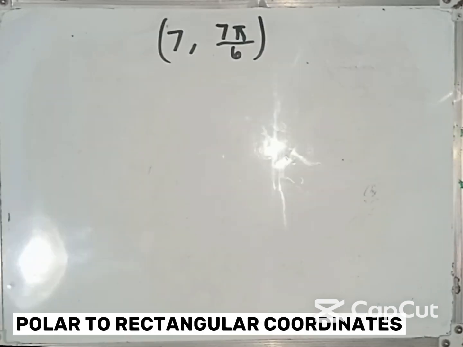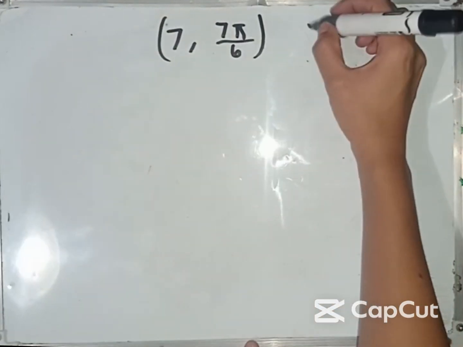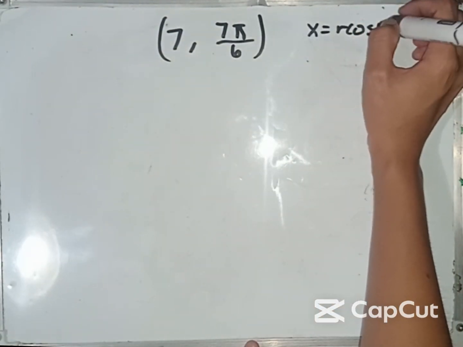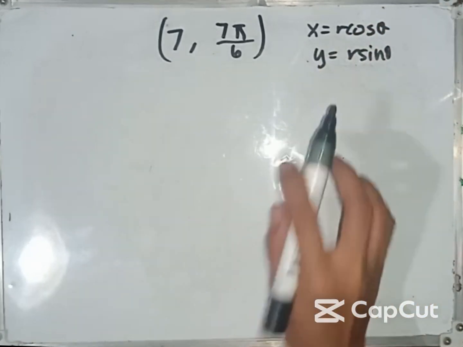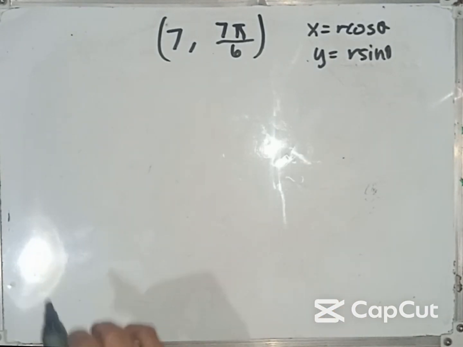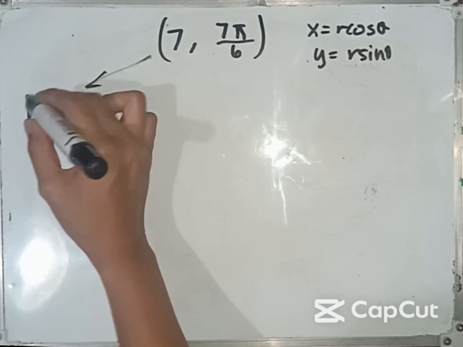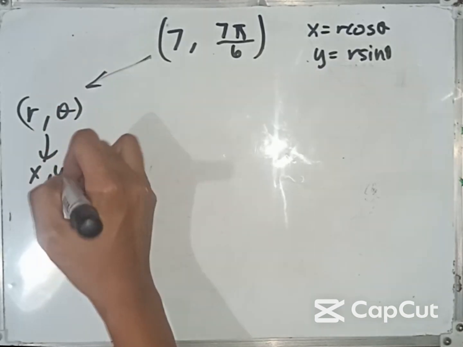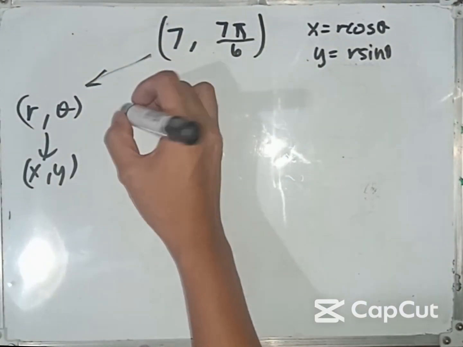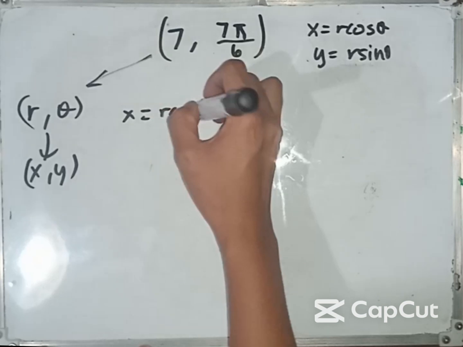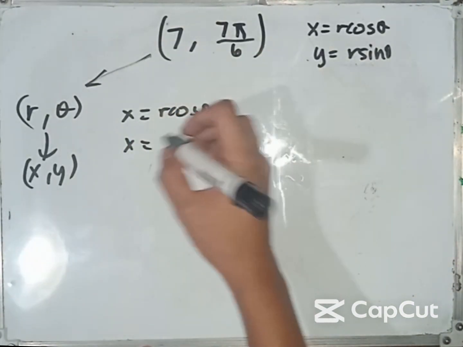Let's have another one. If you think you can now do it, just pause the video and try this one. Okay, so now let's recall that x is equal to r cosine theta and y is equal to r sine theta. This example is in polar form, so we have r theta, and let's convert it into x and y form, the rectangular, using the formulas. So we have x is equal to r cosine theta.